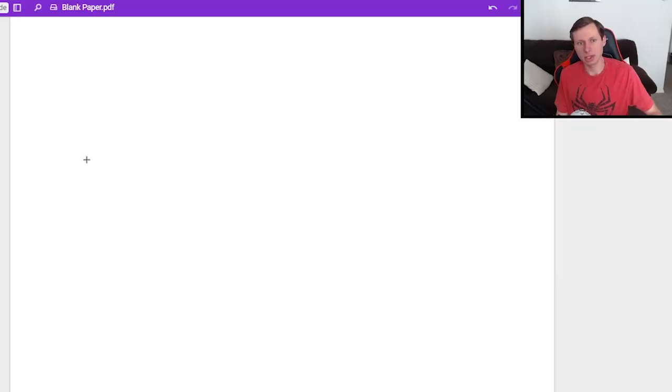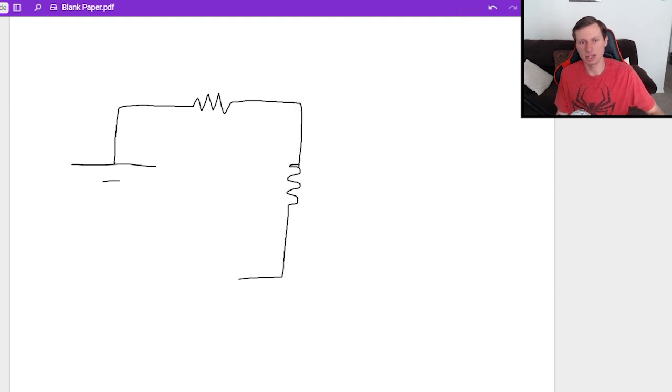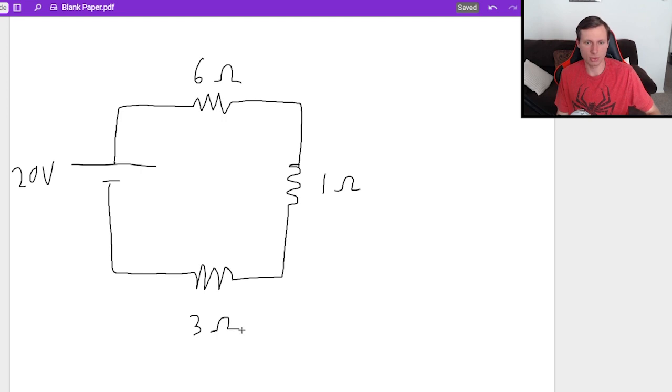So this is going to be circuit problem number one, of four circuits we're going to be looking at today. Each one harder than the last. So here's the first one. We have a battery connected to three resistors in this configuration like this. And let's say it's a 20 volt battery. I'll say this resistance is 6 ohms, this resistance is 1 ohm, and this resistance is 3 ohms.